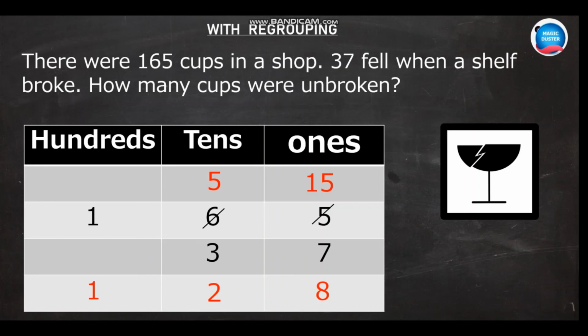So how many cups are still unbroken? 128. Hope you all understood what is subtraction and what are the two types of subtraction we have.